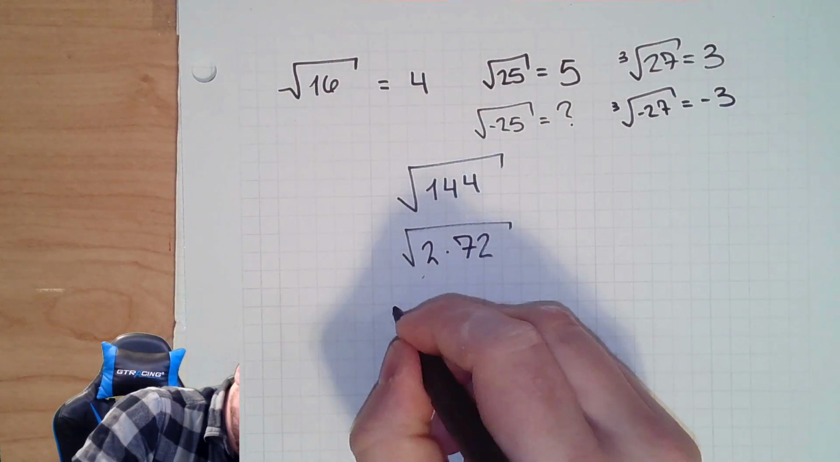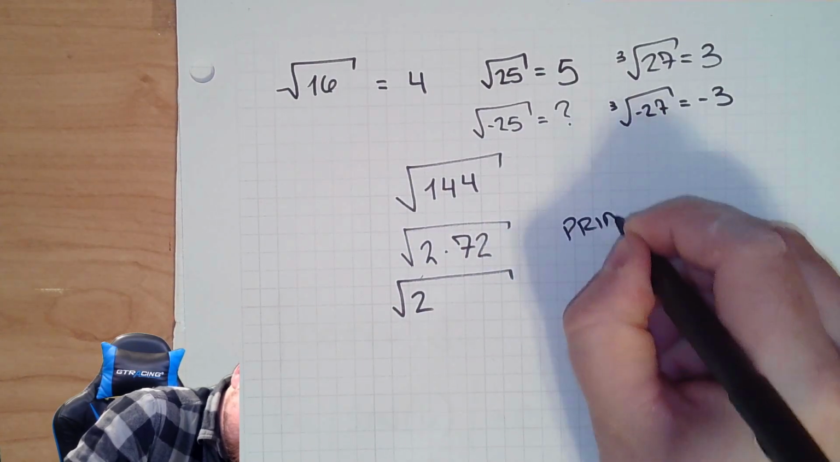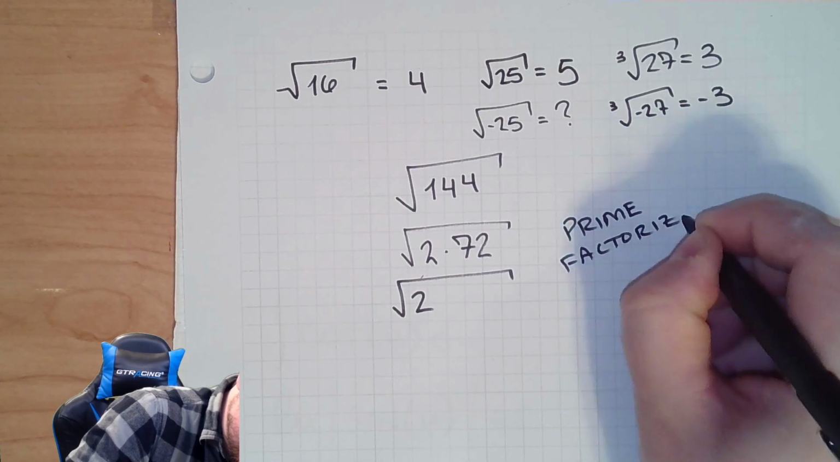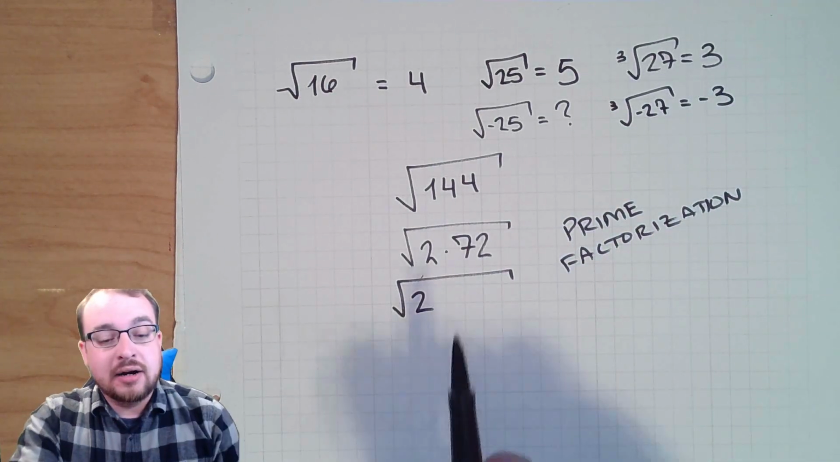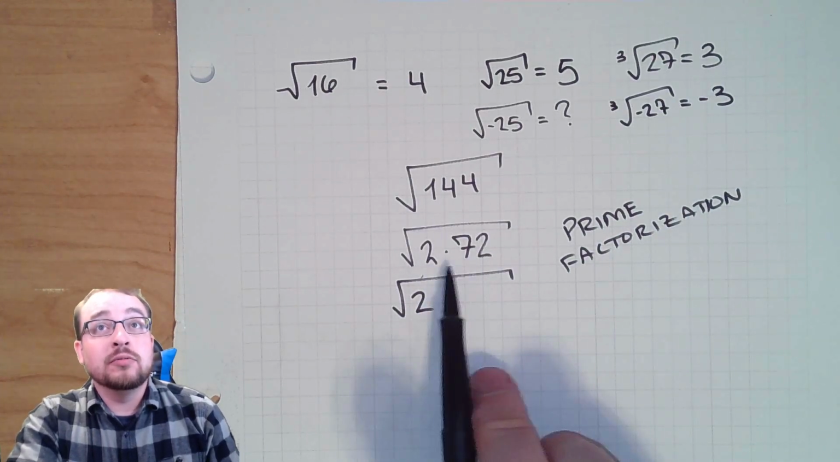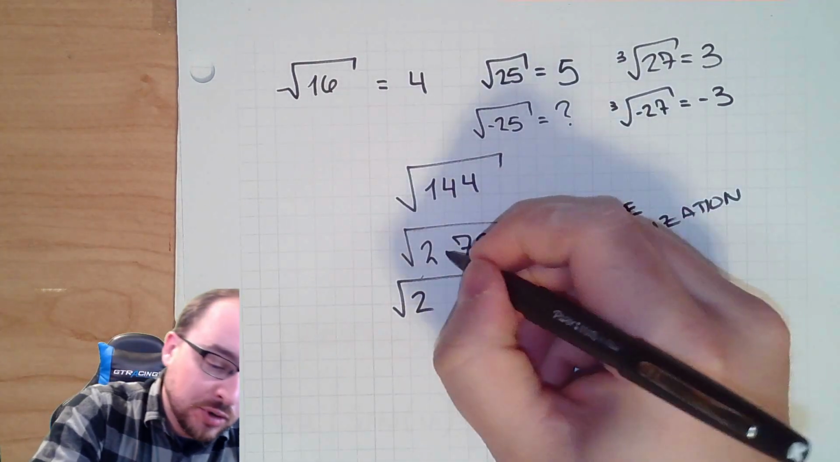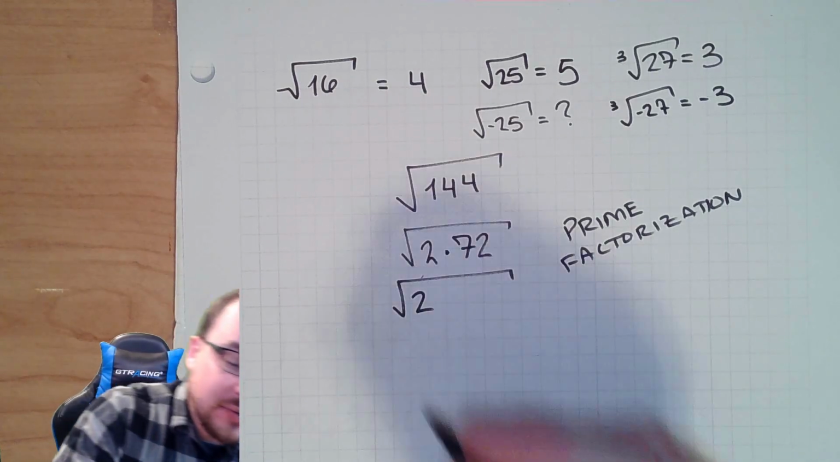I can continue breaking this down until I get into what's called the prime factorization. And a prime factorization is just a factorization that is made up of only prime numbers. So right now, this is a factorization of 144 because I have 2 factors, 2 and 72, right? Factors mean multiplying. So that's a factorization, but it's not the prime factorization because 72 is not prime.